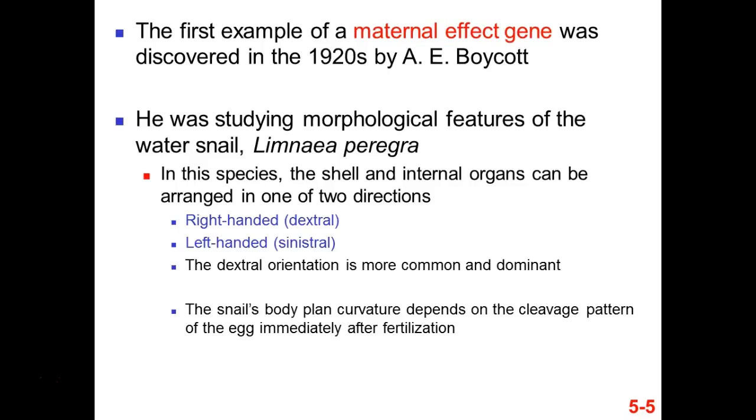So the snails, that curvature to the shell and the whole body plan within the shell is based on the cleavage pattern as those cells divide, right? When it goes from that one cell to 2 cells to 4 to 8, as they're stacking up, which way they turn is determined by gene products, by proteins that were produced by the mom. So in that egg, they were already there. They're not being made, they've already been made, and they get used right away.